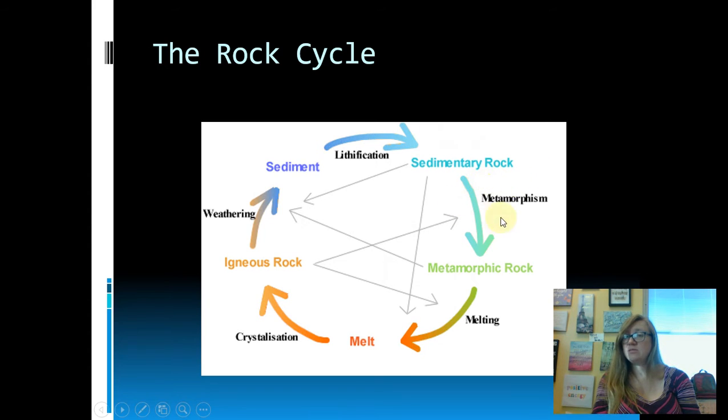Then we have metamorphism. So the rock is exposed to some sort of heat and pressure and squeezing, and it'll form metamorphic rock. And then if something melts, then we can get it back into igneous rock. Okay, so that's the rock cycle.